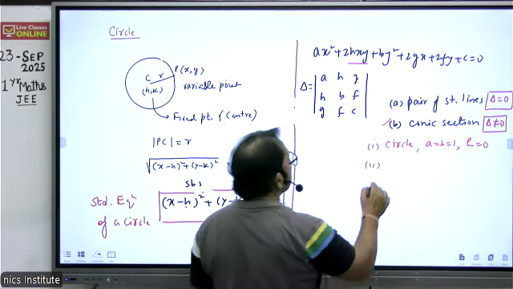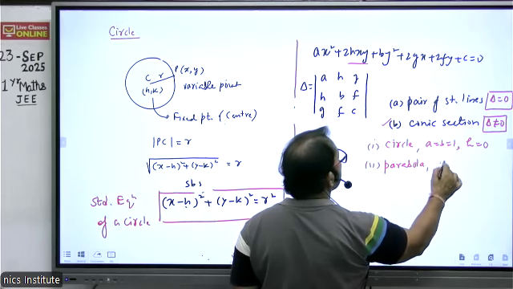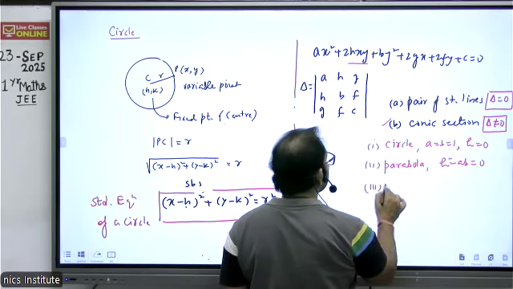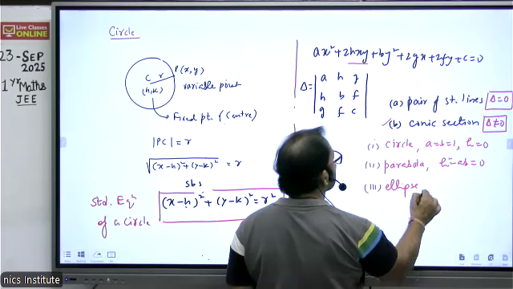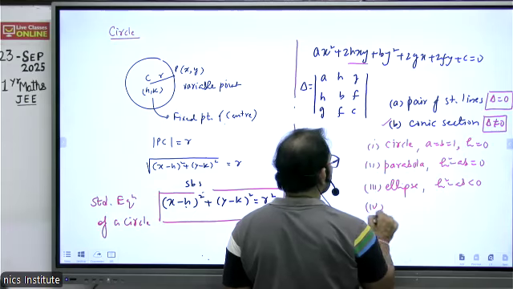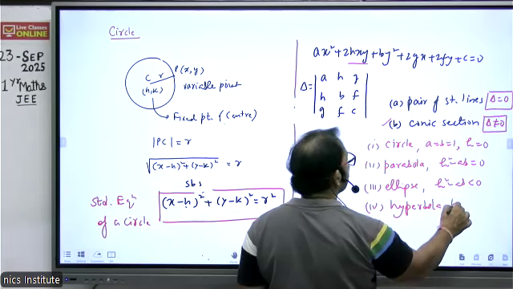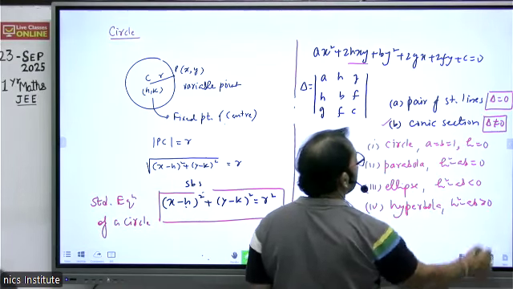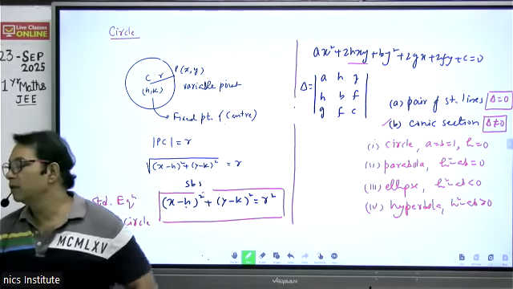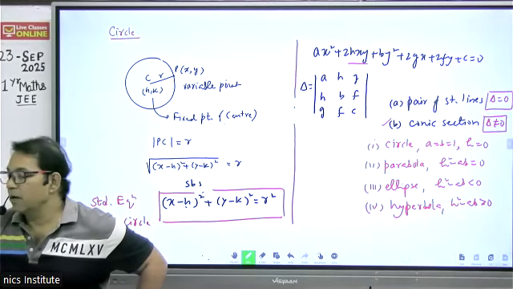And if it's parabola, then h square minus ab should be equal to 0. If it's ellipse, then h square minus ab has to be less than 0. And if it's hyperbola, then h square minus ab will be greater than 0. So these are the conditions for circle, parabola, ellipse, and hyperbola.